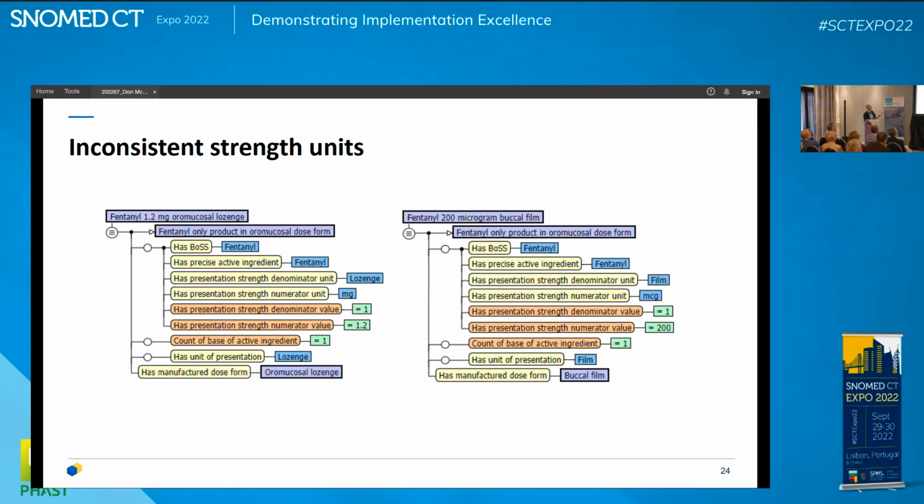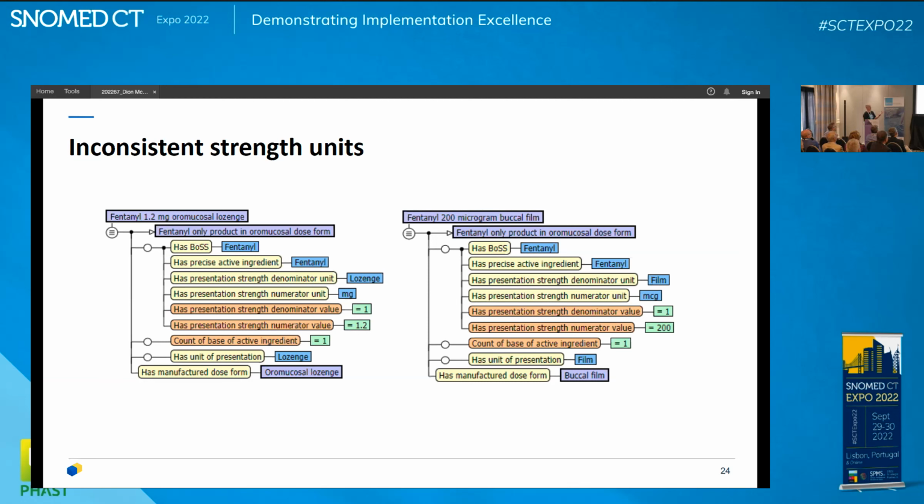So this one is really showing inconsistent strengths. So you can see here on the left, we've got a fentanyl product, a lozenge that's represented in the modeling. It doesn't really matter what's happening in the descriptions. We're worried about the modeling, which is what the classifier sees. It's 1.2 milligrams on the left-hand side. The other one is 200 micrograms. And again, the classifier can't reason with these things because they're different. It doesn't do any unit conversions.